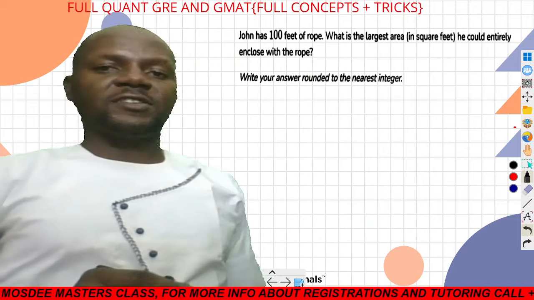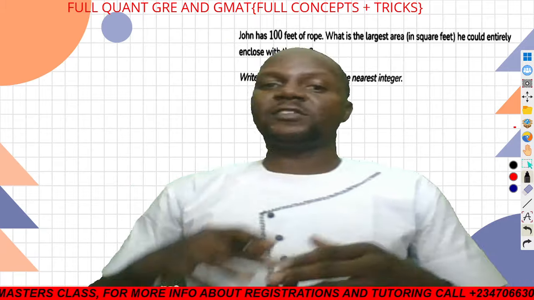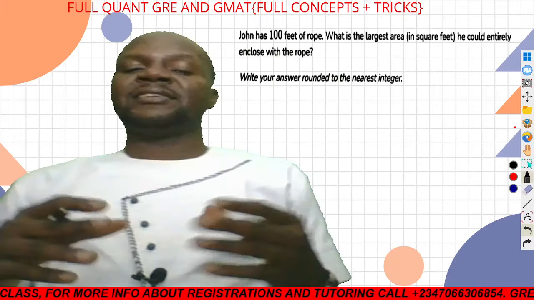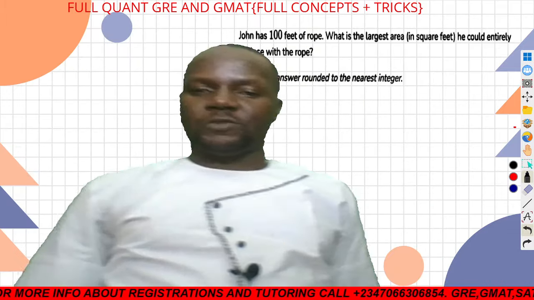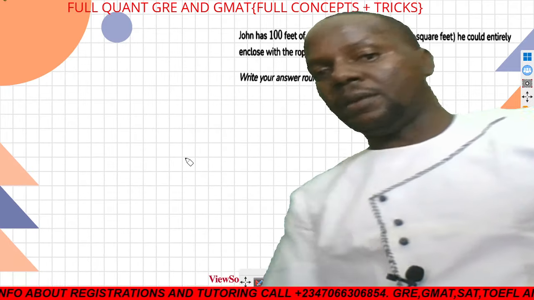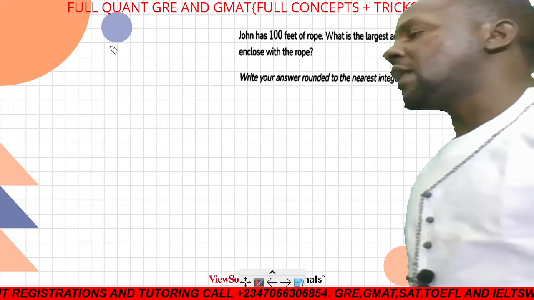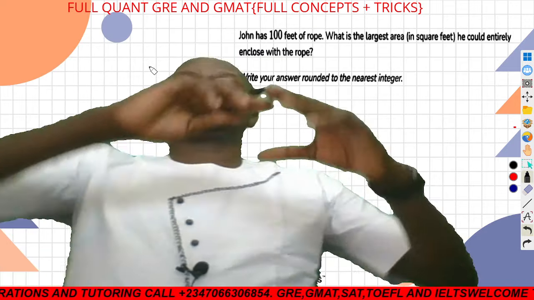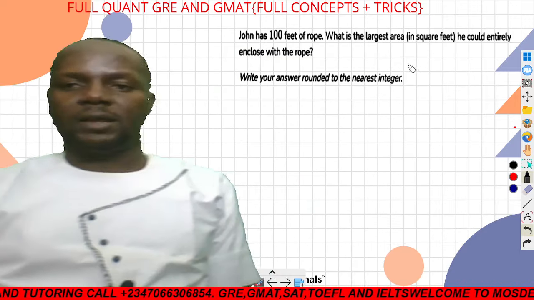So the first step, I told you guys, when you have a rope or a wire, the largest area is going to be the area you can form in a circular form, something like what is here. You can see the circle I'm talking about. That should be the largest area. The 100 feet rope is like the circumference of the circle. So from here, let's solve together.